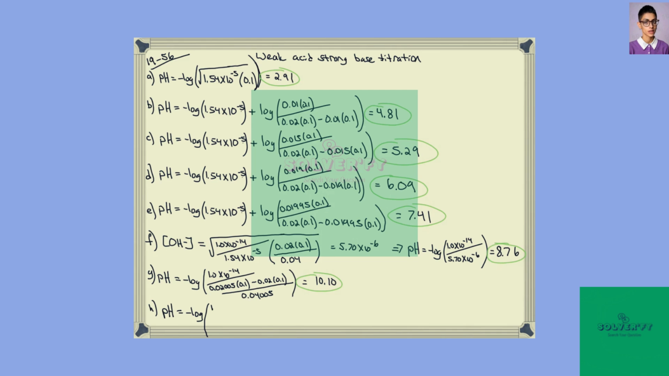For the last one, we'll do a calculation very similar to what we just did, but in this case we are at 25 milliliters, so we will have the total volume multiplied by the concentration of the strong base added, minus the moles that reacted, which will be the moles of weak acid we started with, multiplied by its concentration, divided by the new volume, which is now 45 milliliters or 0.045 liters, and we get a pH of 12.05.